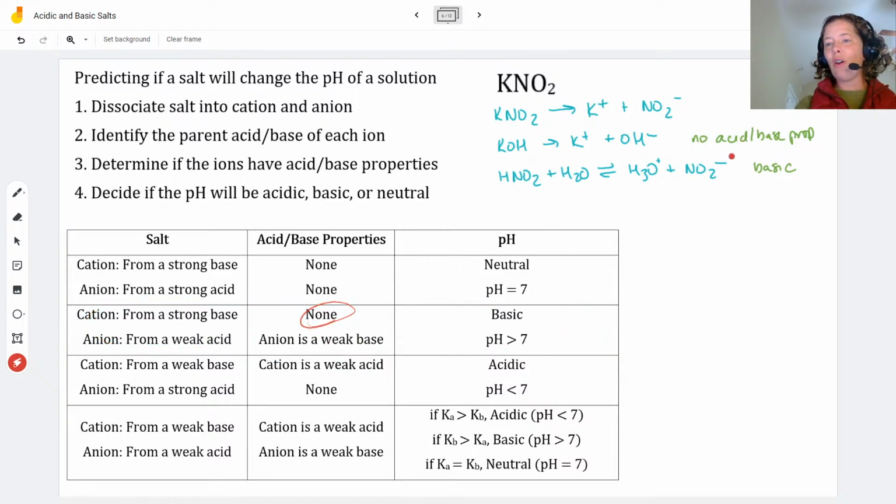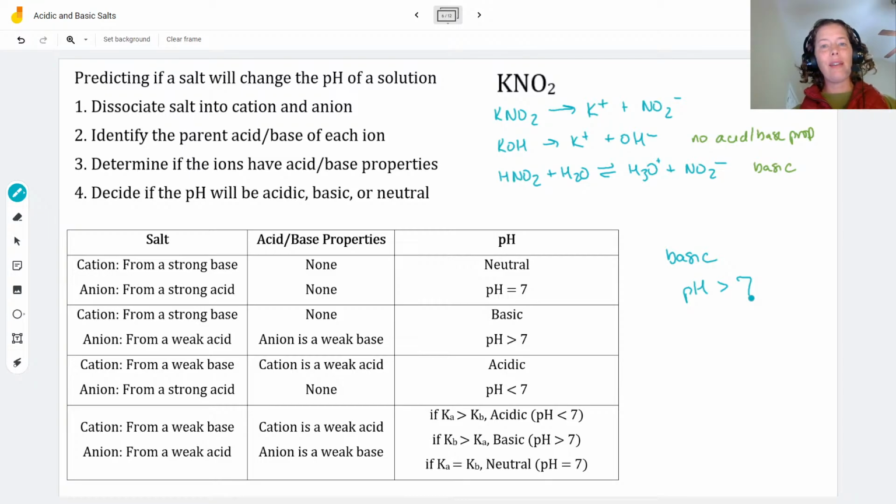A cation has no acid-base properties. Our anion is a weak base. Yep, which we said. So we are going to have a basic solution for this salt, or I should say this salt will make a basic solution. And so our pH is going to be higher or greater than 7.